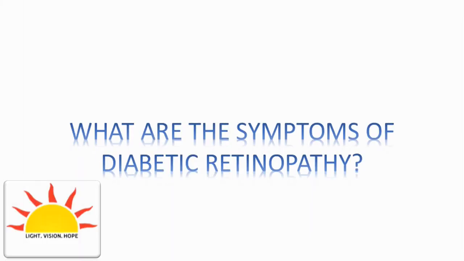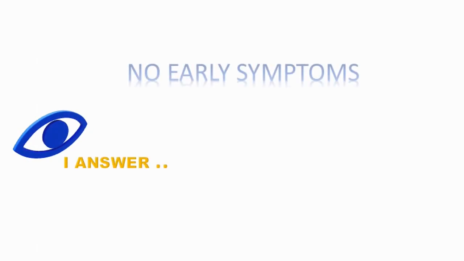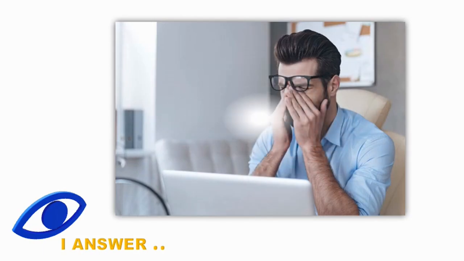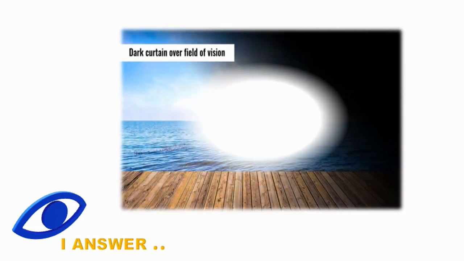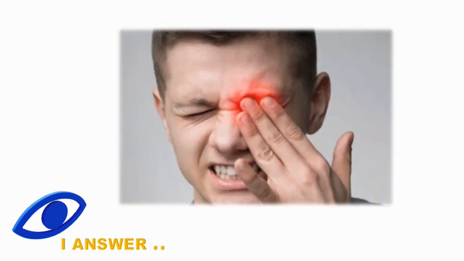So how do we know whether we have diabetic retinopathy? In the early phases of diabetic retinopathy, there can be no symptoms, so the disease can slowly advance without warning. Commonly observed symptoms seen in patients are decrease in vision, spots noticed in the vision, shade noticed in the field of vision, or even eye pain.